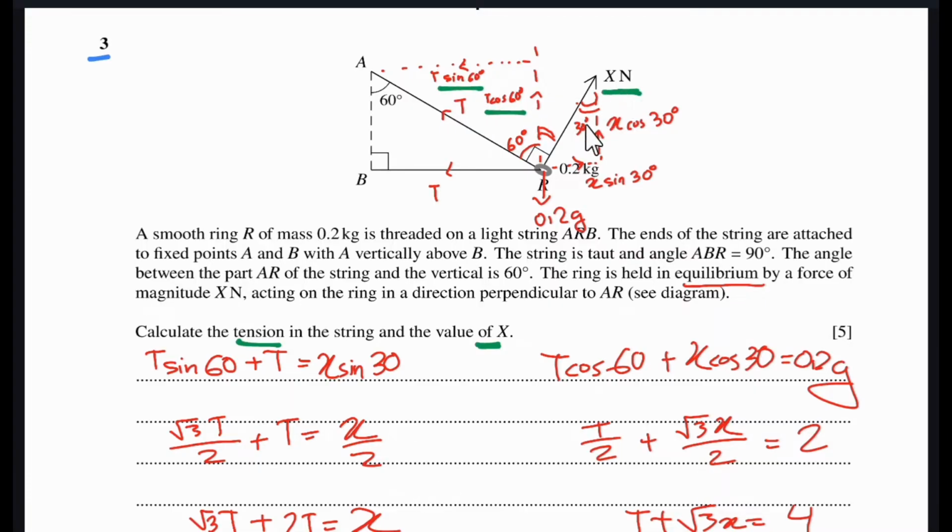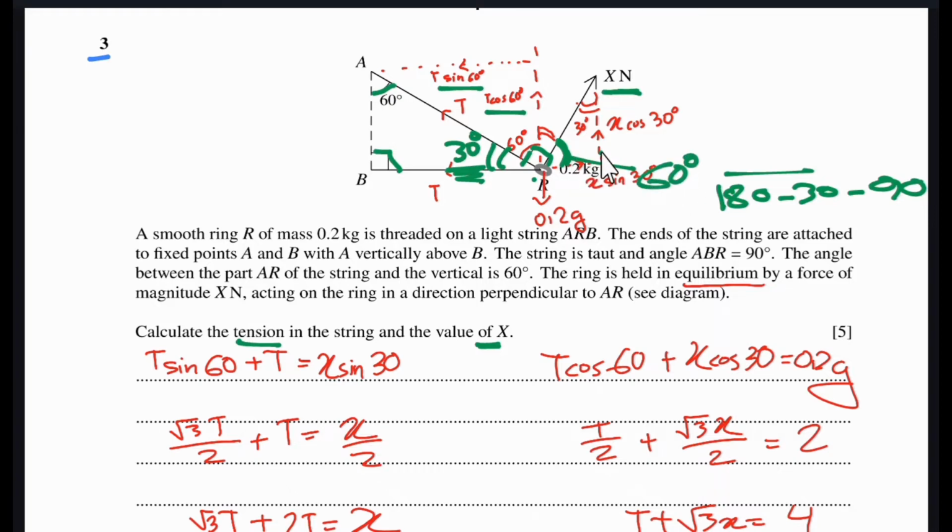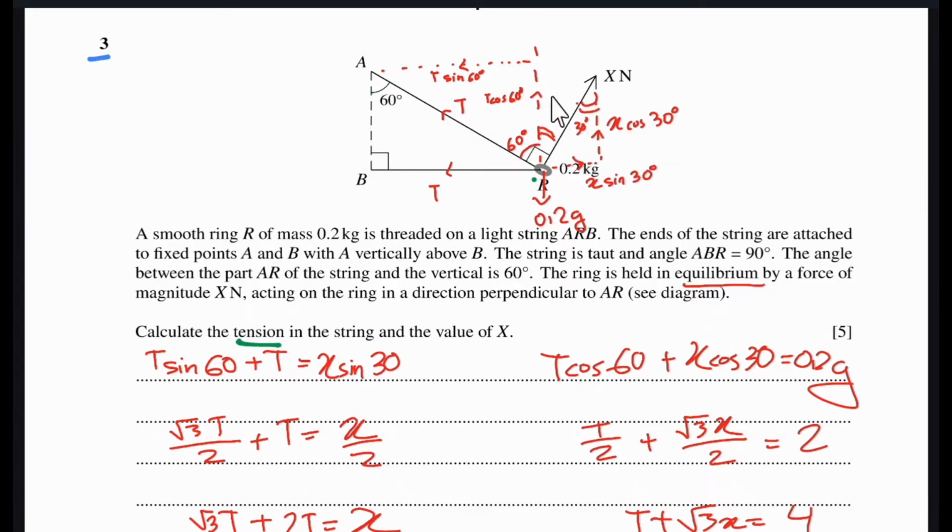Again for x, we know that this angle is 90 degrees and this angle is 60, so this angle is 30 degrees. This angle is 30 degrees, this angle is 90 degrees, and this is a horizontal line, so the total angle is 180 degrees. So 180 minus 30 minus 90, we get this angle as 60 degrees. This is 90, 60, 90, so 180 minus 60 minus 90, we get this angle as 30 degrees. So this side is x cos 30 and this is x sin 30.